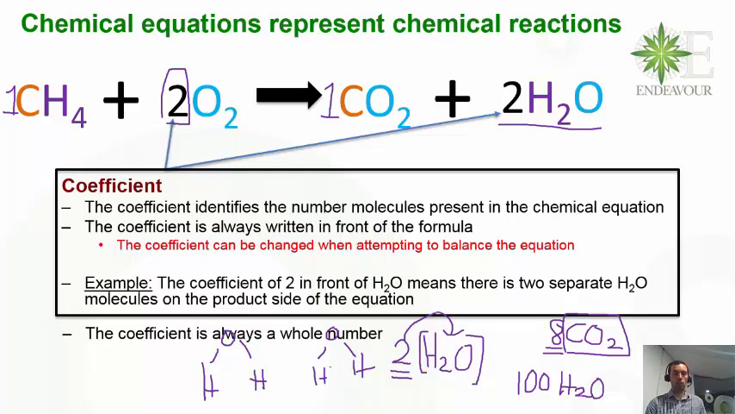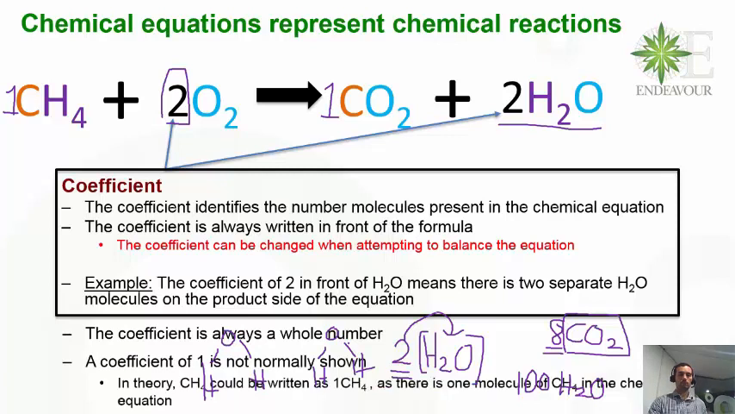And we always have the coefficient being a whole number. So you can't have 0.502, for example. It has to be 1 or higher. And as I was saying earlier, we don't normally write the coefficient if it's a 1. So instead of writing 1 CH4 to represent one CH4 molecule, we just write it as CH4 for simplicity.